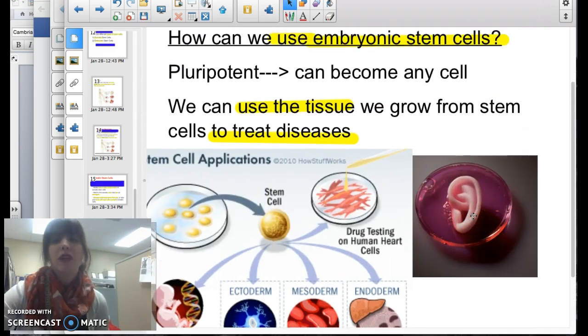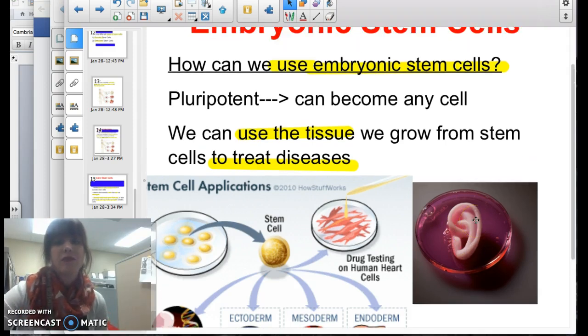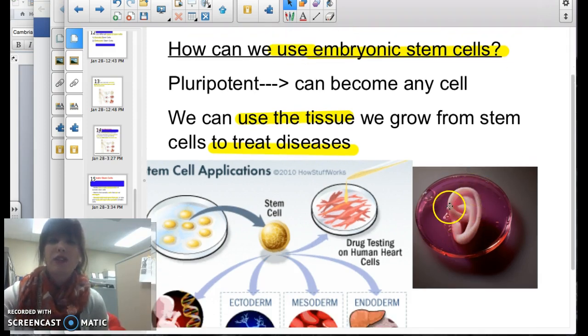And we are also developing new ways to grow skin tissue and other appendages such as ears and noses and other areas of your skin.